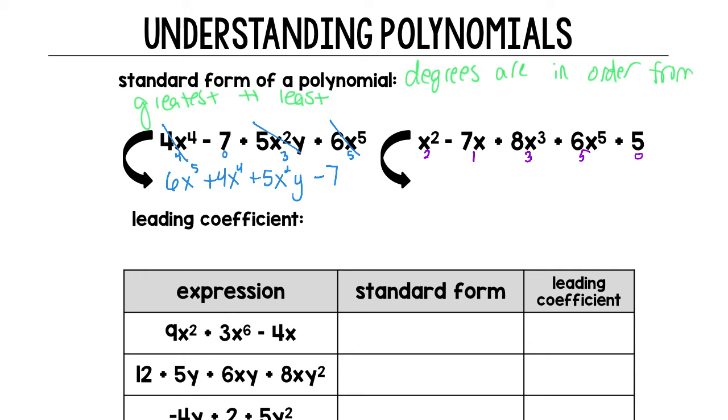Let's put them in order. With a degree of 5 coming in first, we have 6x to the 5th. That one's done. And then degree of 3, plus 8x cubed. Degree of 2, plus x squared. Degree of 1, minus 7x. Degree of 0, plus 5. So that's standard form. We're just putting stuff in order.